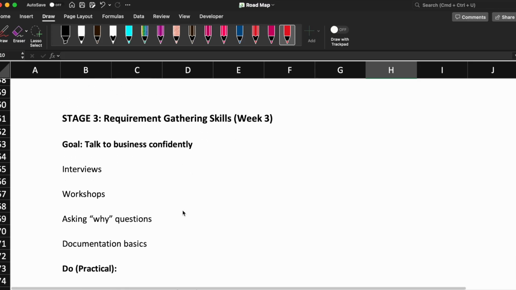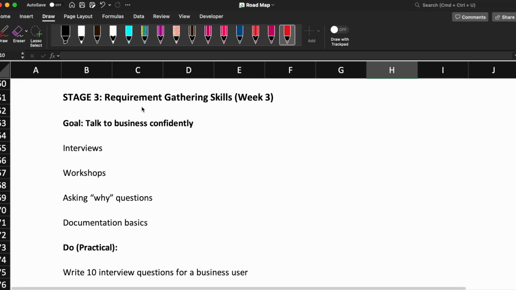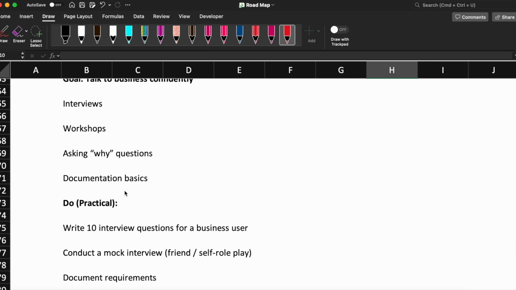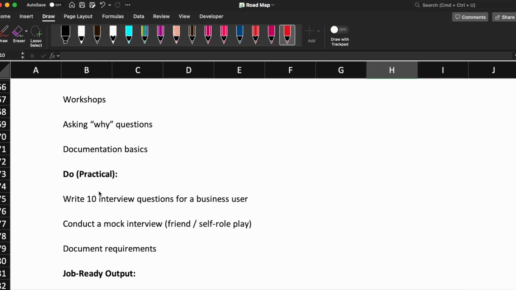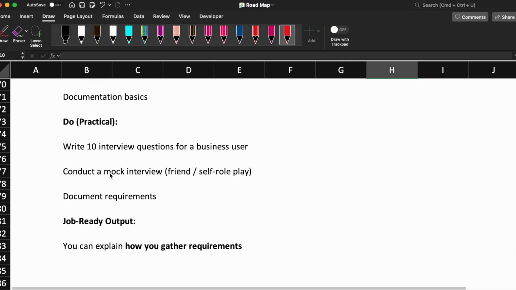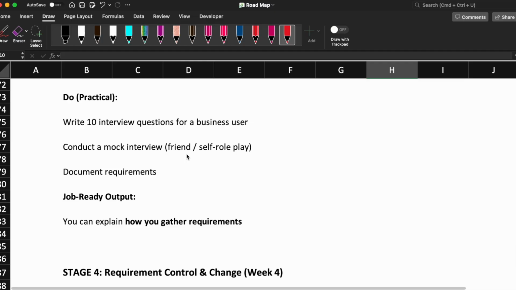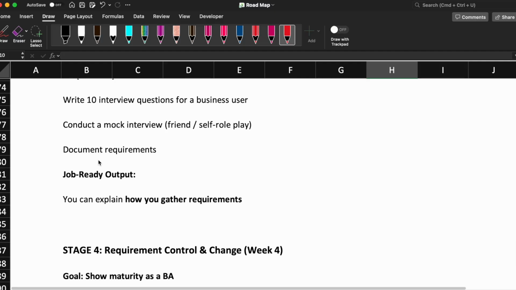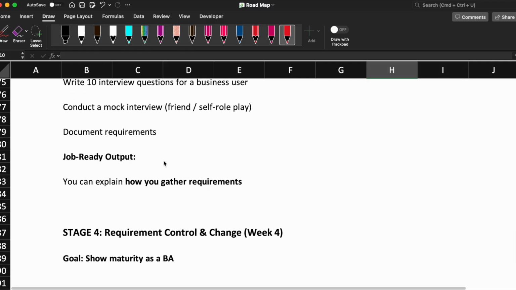Stage number 3, we move on to requirement gathering and skills in week 3. The goal is to talk to the business confidently. Interviews, workshops, asking why questions, documentation basics. For the practical, write 10 interview questions for a business user. You can do a mock interview with your friend or your partner and role play. Document requirements. Job ready output: you can explain how you gather requirements.